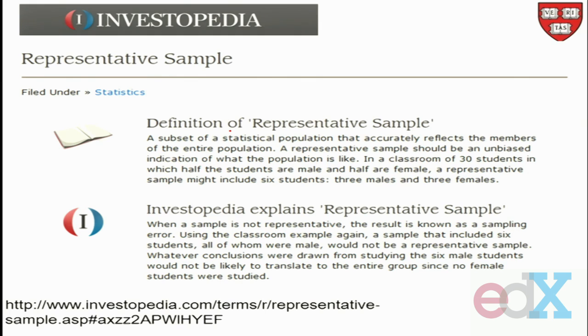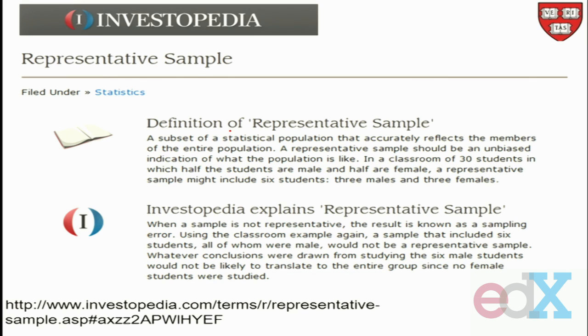I don't know what they mean by might include. I suspect they don't mean that it might not include them either. I suspect they mean it should include 3 males and 3 females, because that would be representative of the population of 30 students, because half were male and half were female. Then they go on to say when a sample is not representative, the result is known as a sampling error. Don't believe everything you read.